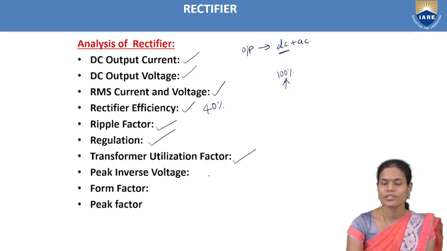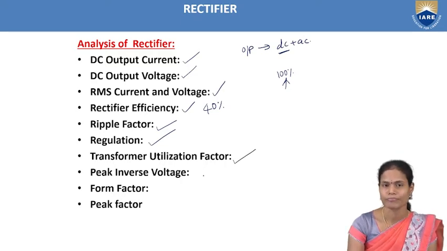And the transformer utilization factor indicates how much of the secondary voltage is utilized for the rectification operation. And peak inverse voltage indicates, when the diode is in reverse bias condition, how much voltage we are getting across it. And this peak inverse voltage is applicable for all kinds of rectifiers, whether half wave rectifier, center tapped rectifier, or bridge rectifier. And form factor and peak factor indicate the maximum values as well as the average values of the signal.